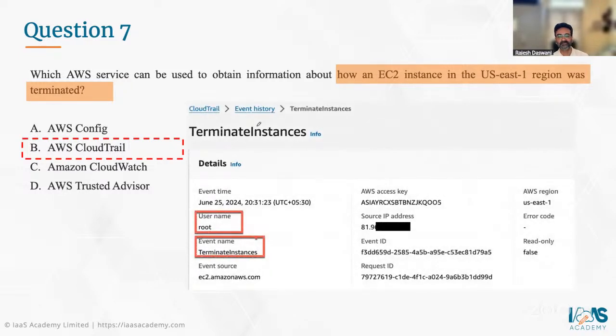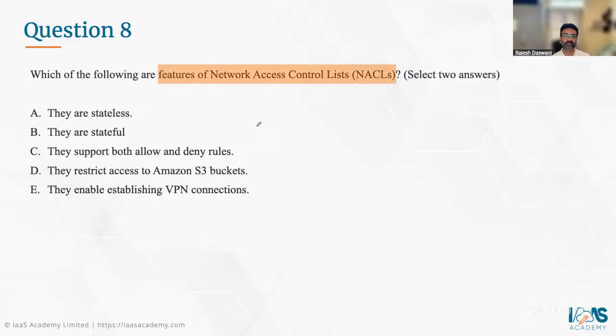Okay, so next I want to take a look at question number 8. Which of the following are features of network access controllers? Select 2 answers. So sometimes you might get a multi-select question where you have 5 or even 6 answer options, and you need to select 2 or more answers. So here you need to select 2 answers for NACLs, features of NACLs.